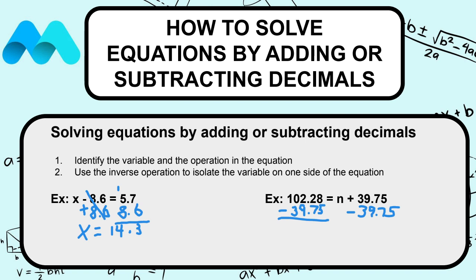So let's look at the right side of the equation now, the side with the variable, the n plus 39 and 75 hundredths side. All right, 39 and 75 hundredths minus 39.75 equals 0. So I'm going to cross those out. And then now I'm going to look at the left side of the equation here, where we have 102.28 minus 39.75. Let's do that math.